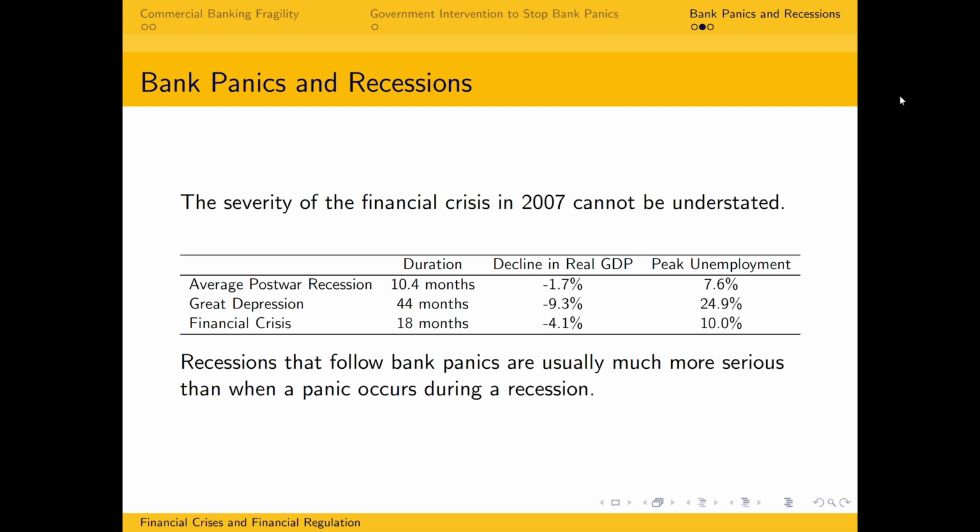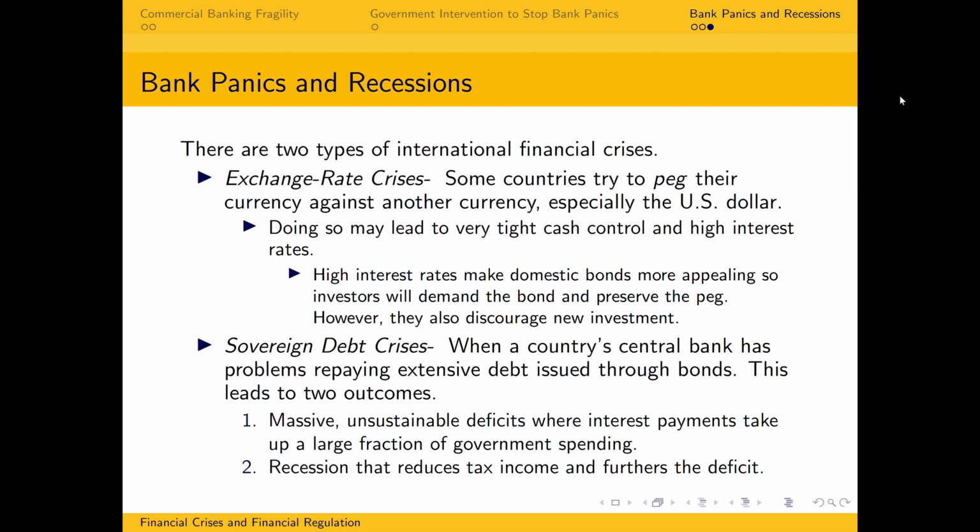And another important lesson from this is that recessions that follow bank panics are usually a lot more serious than when a bank panic occurs during a recession. And the Great Depression and the financial crisis are the two best examples of this. The financial crisis was a bank run in investment banking, and the Great Depression was a bank run in commercial banking. And these two, as I mentioned, by far the worst recessions in the modern US history.